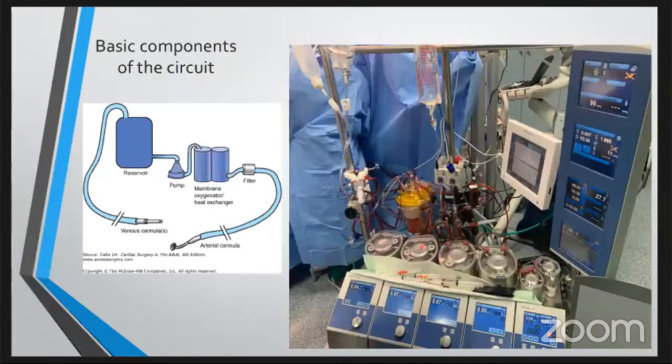So the whole idea of cardiopulmonary bypass is to exclude the heart and lung. And if we want to do so, we need to replace the function of both the heart and lung. So we'll need to take the patient's venous blood and store it in a reservoir, then pump it to the oxygenator, and then return it back to the patient. And this is how it actually looks.